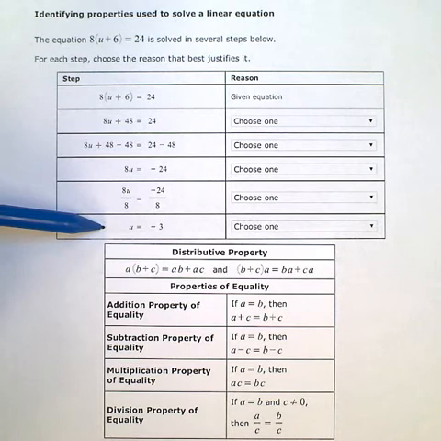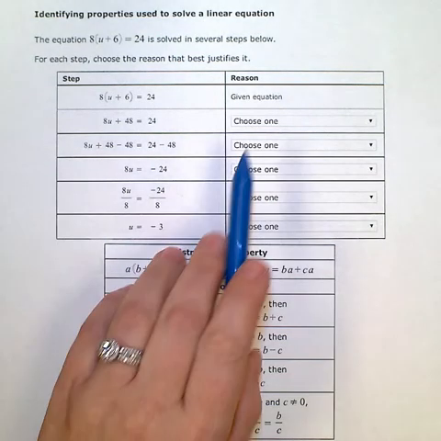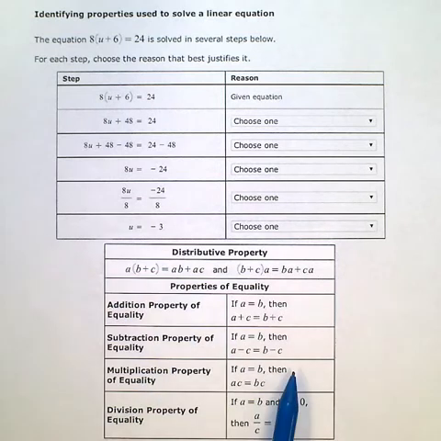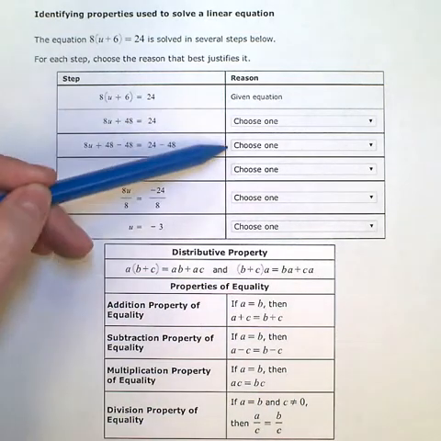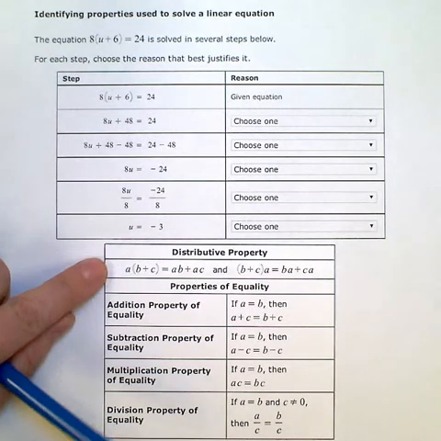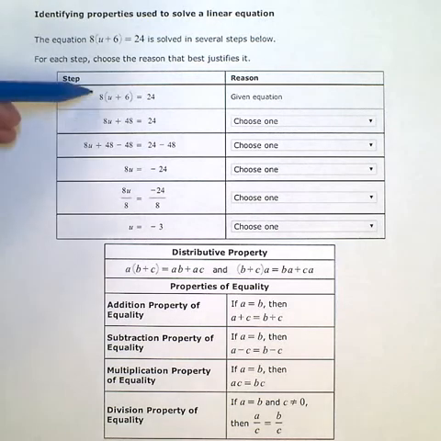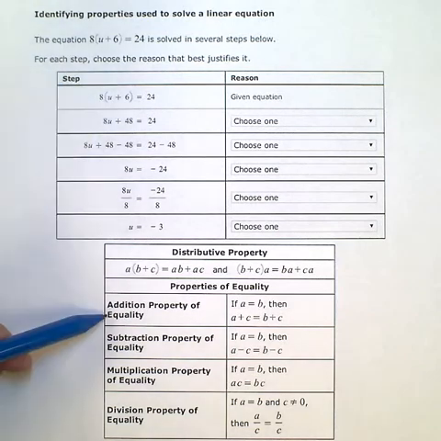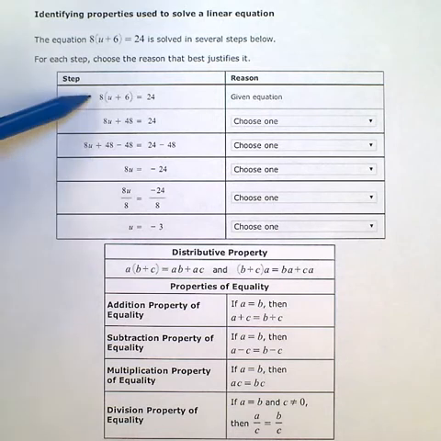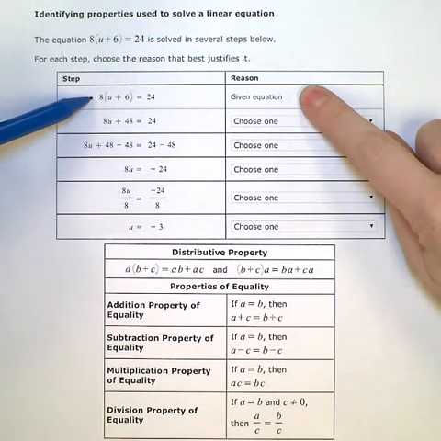What we need to do here is identify the reason, or the property, that justifies each one of these steps. So these are kind of like the rules of the game in algebra. For each one of these steps, there's a rule that says that we can make that move, or make this algebraic step. So this first one, that's just the given equation. That's what we're starting with.